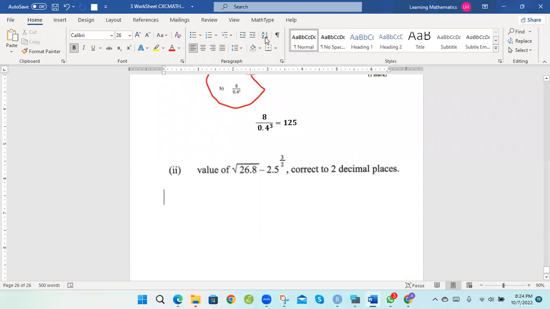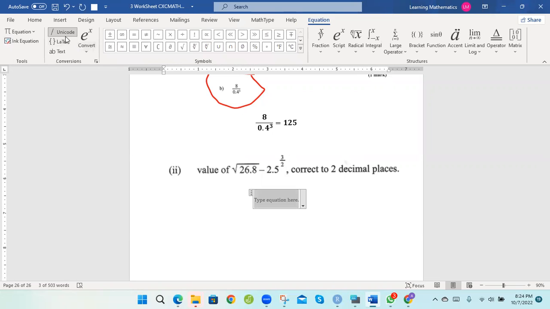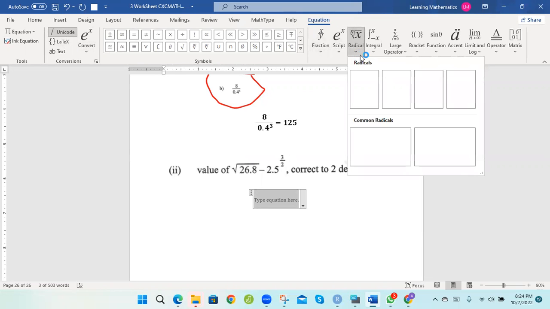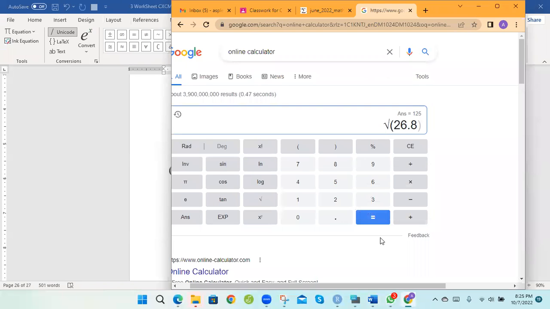So you have to know your calculator. I'm using an online calculator, and you are not allowed to go in the exam with your laptop. You don't have access to internet. So as soon as possible, you need to get a calculator. According to the calculator that I'm using there online, it doesn't allow me to put everything in it. There are certain calculators that do. So I have to get what is 26.8 by itself, separately.